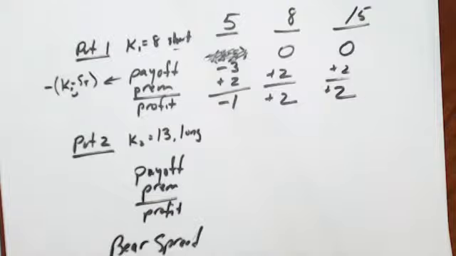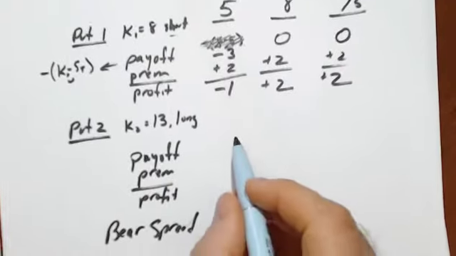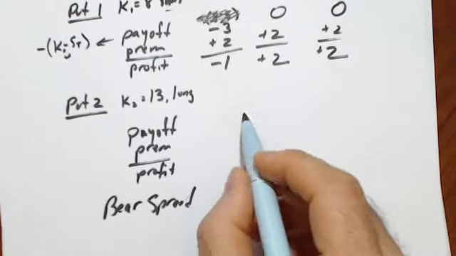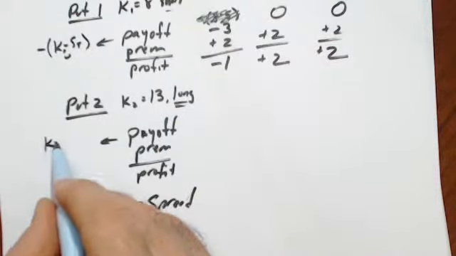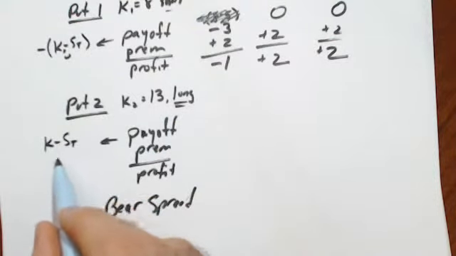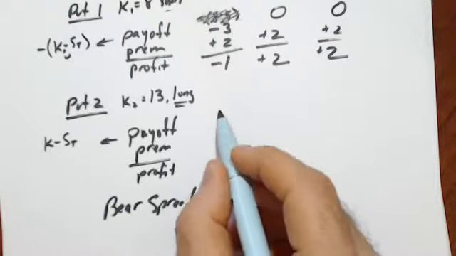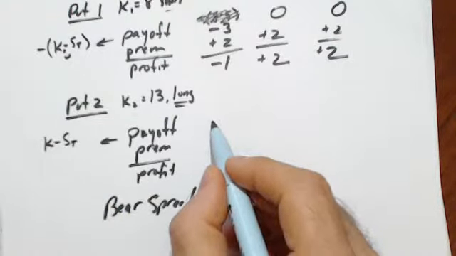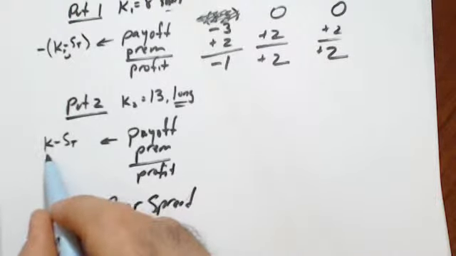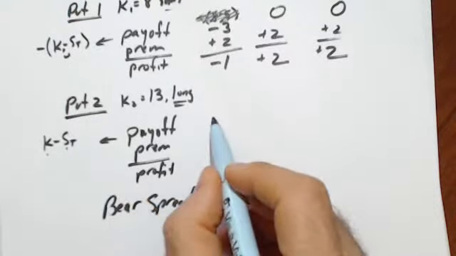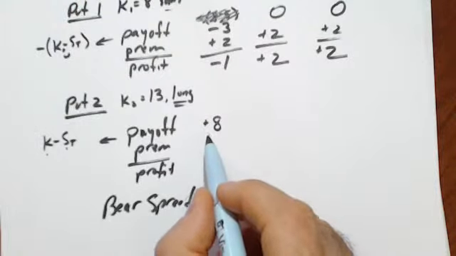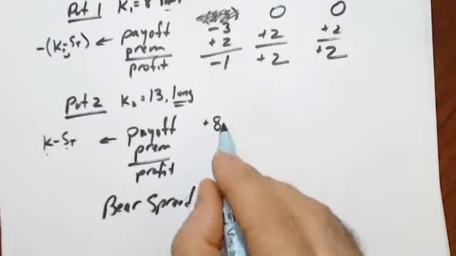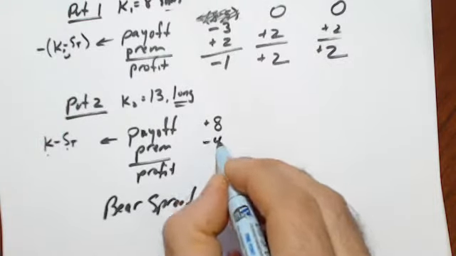Okay, now let's do the second put. Now, the second put, we purchased the put, so that's K minus ST at expiration, or 0. And in this case, the option is in the money by $8. So it's 13 minus 5 is $8 positive. The premium that we paid is 4.